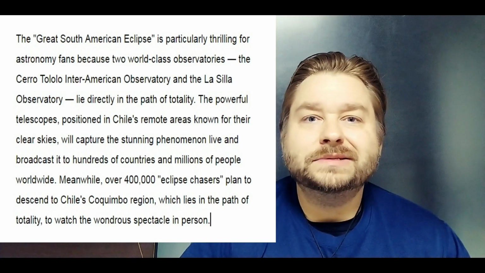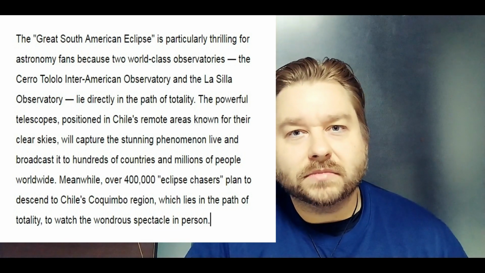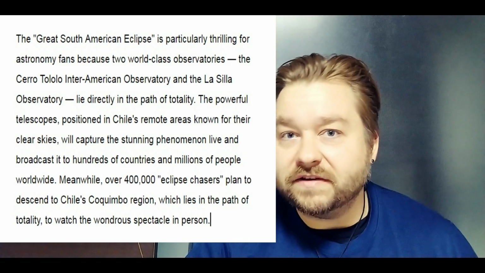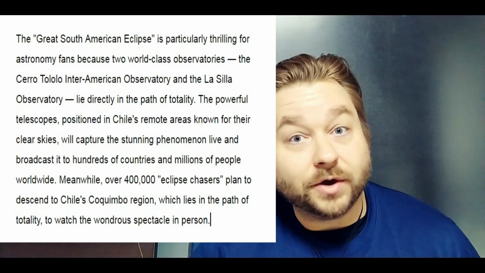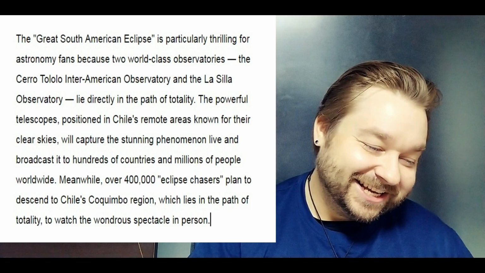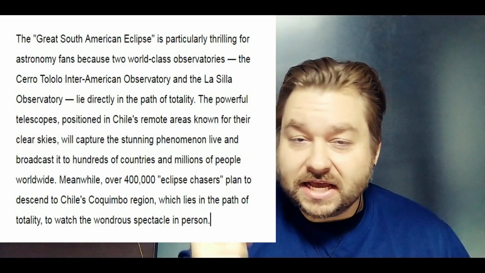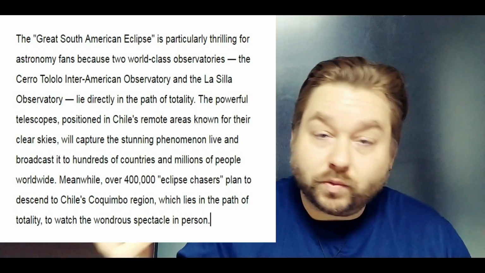Meanwhile, over 400,000 eclipse chasers plan to descend to Chile's Coquimbo region, which lies in the path of totality, to watch the wondrous spectacle in person. That sounded great. I hope I said Coquimbo right, and if I didn't, please tell me how you say that word in the comments down below. Yeah, but that one was a natural sentence, right? We had our pauses at the commas, and it worked out great.